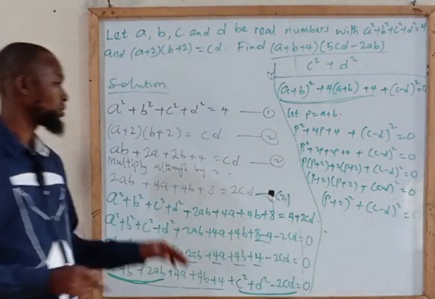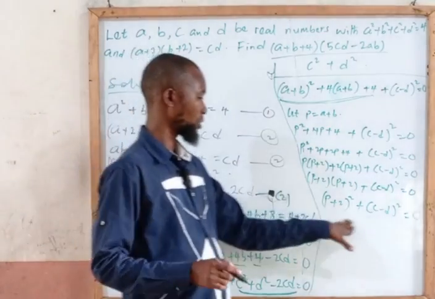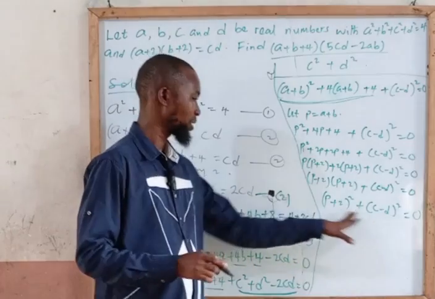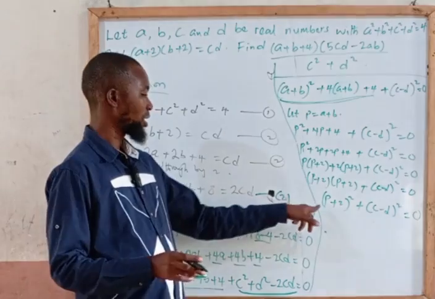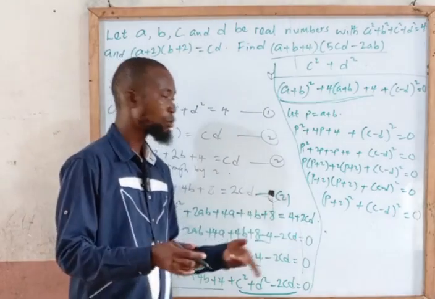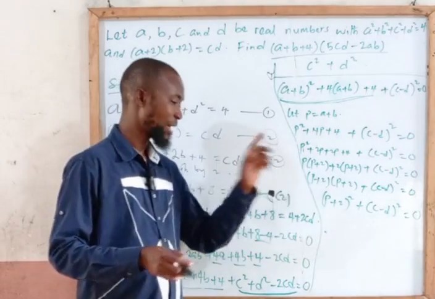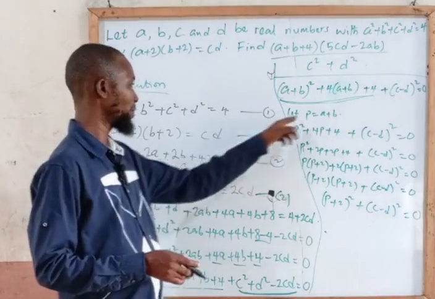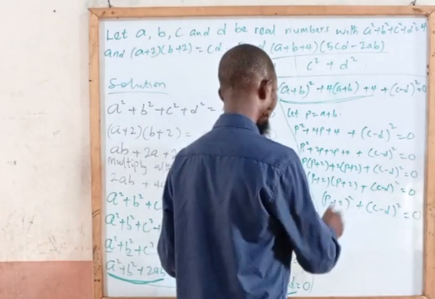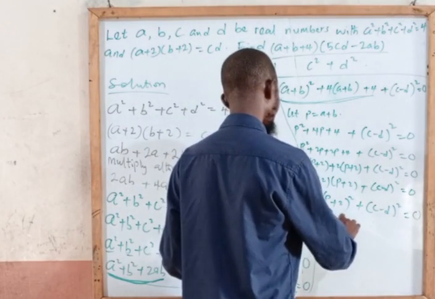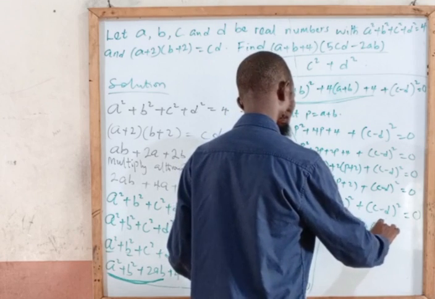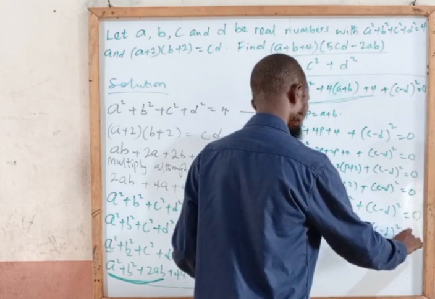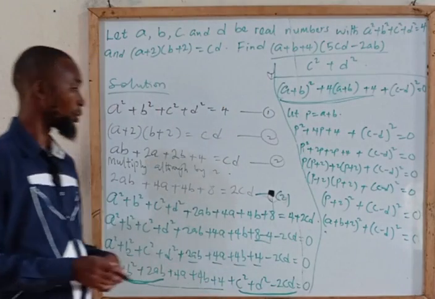When we check this very well, we realize that p is not part of what we are dealing with. So it would be better to replace p with what we introduced it for. Remember I said p is equal to a plus b. So what we have is a plus b plus 2 squared, then plus c minus d squared, which is equal to 0.